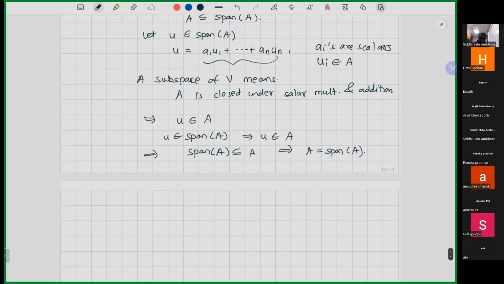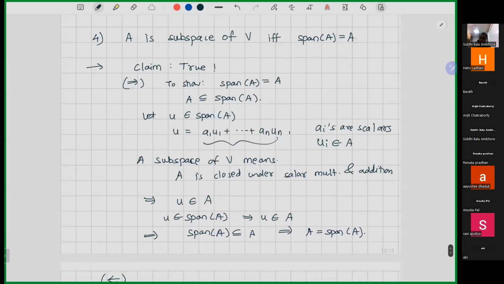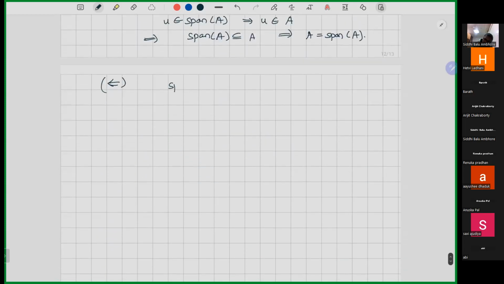So the other implication we need to show, as this is an if and only if condition, is that if span of A is equal to A, then A is a subspace. This is what we need to show. So what do we need to show? That it is closed under addition and closed under scalar multiplication, right?